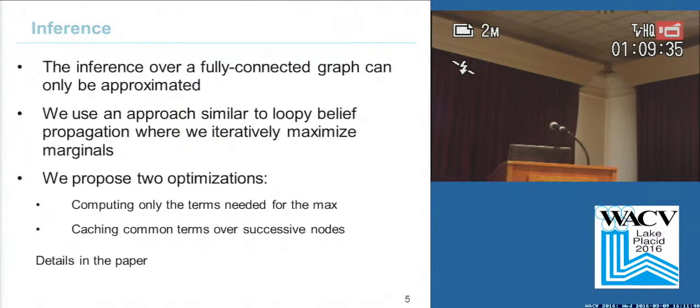So inference over a fully connected graph can only be approximated, and we use an approach which is very similar to loopy belief propagation, where we maximize marginals iteratively. Here we propose two optimizations. The first is to compute only the terms which are strictly needed for the argmax, and the second is to cache common terms over successive nodes. Full details can be found in the paper.